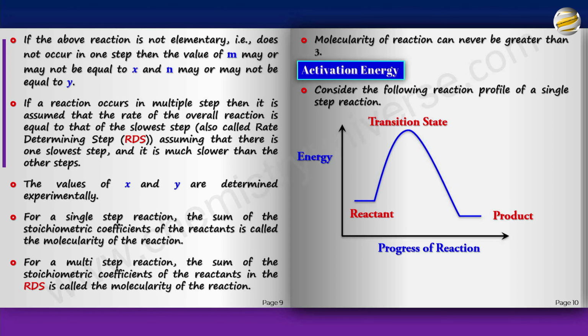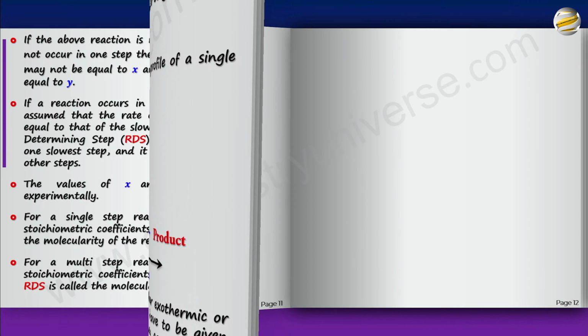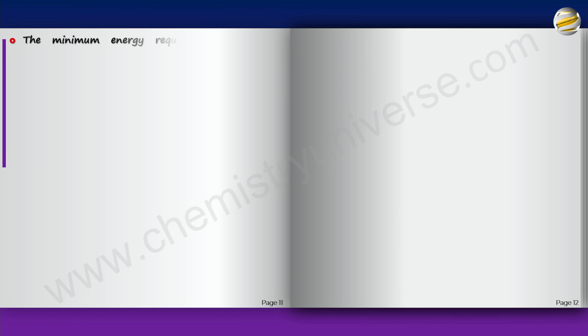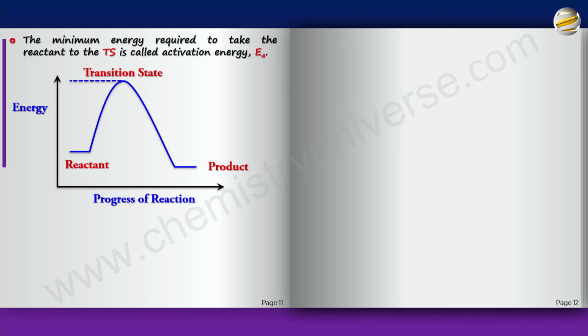So, in every chemical reaction, whether exothermic or endothermic, energy will always have to be given first to the reactants so that they can reach the TS. And remember, this is the free energy graph that you're seeing. The minimum energy required to take the reaction to the TS is called activation energy, EA. So basically, I'll repeat the graph, and this energy gap is the activation energy, and this will come in very handy for us. The lower the value of EA, the faster will be the reaction, because less energy is needed, so it will happen quickly.